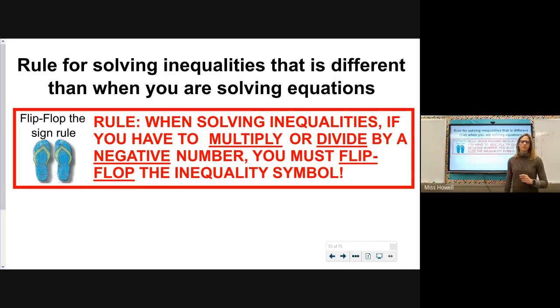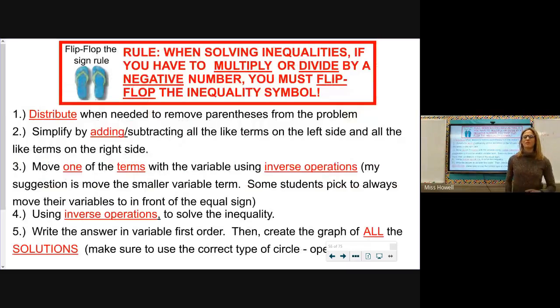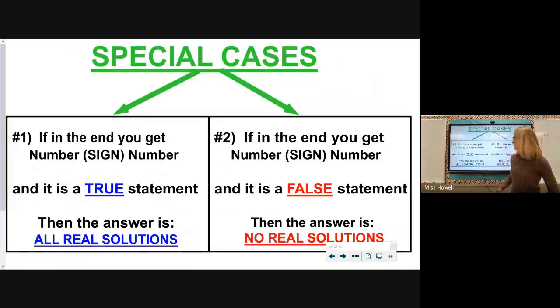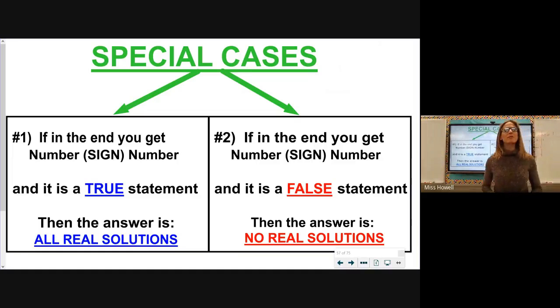Since we are going to be starting with variables on both sides, remember that our variables could eliminate while getting our variables on one side, creating what's called a special case where we could have all real solutions or no real solutions. Please be careful with these inequality problems. For these special cases, it's trickier to identify those true and false statements.